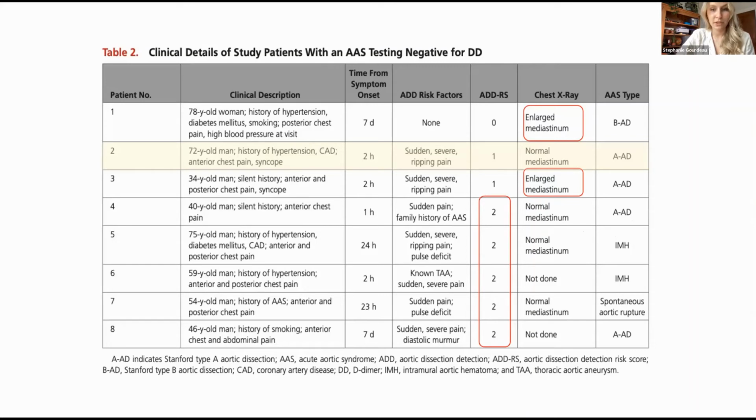So there were 8 patients, and these were the characteristics of these patients. What seems reassuring is that in 7 out of 8 patients, they either had a high pre-test probability score of 2, or demonstrated a widened mediastinum on chest X-ray. However, there is one patient who maybe would have fallen through the cracks.